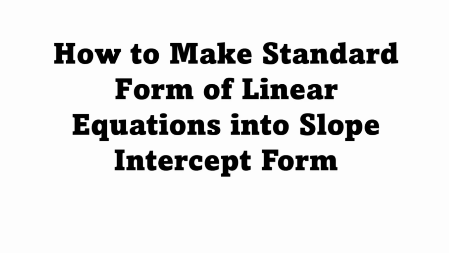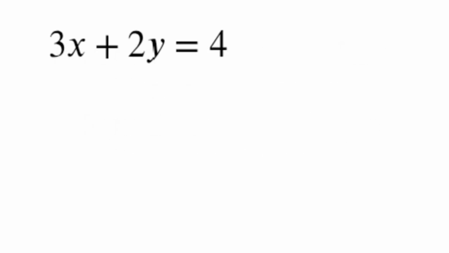Let's talk about how to make standard form of linear equation into slope intercept form. We have this example, 3x plus 2y equals 4. This follows the ax plus by equals c, the standard form of linear equation.